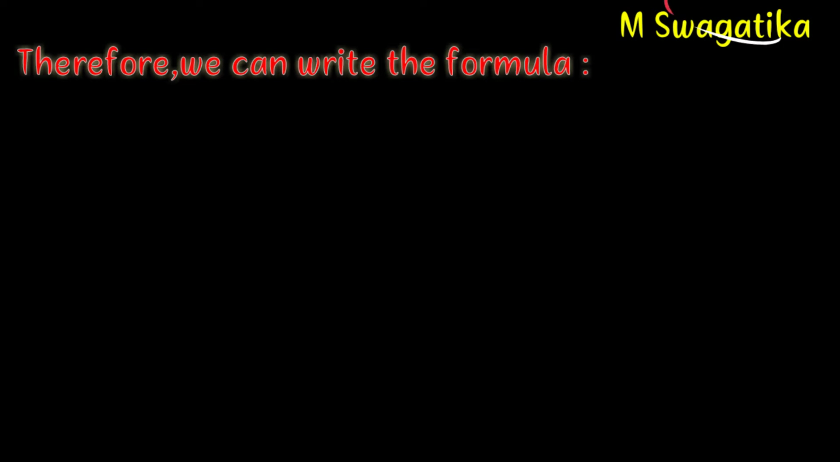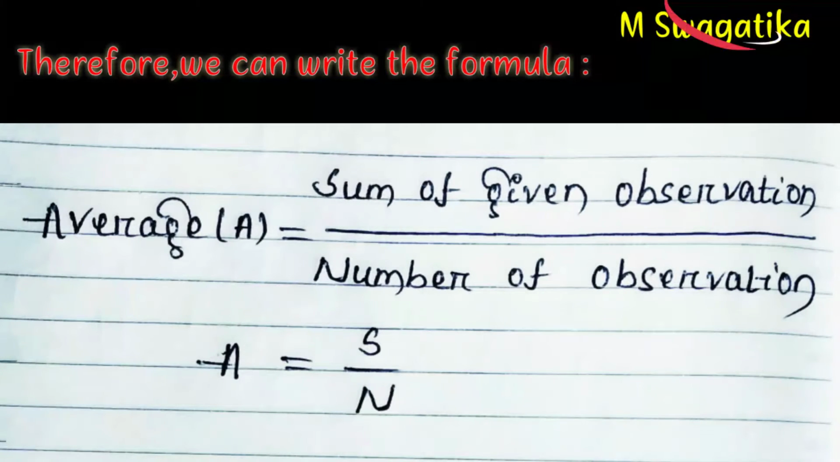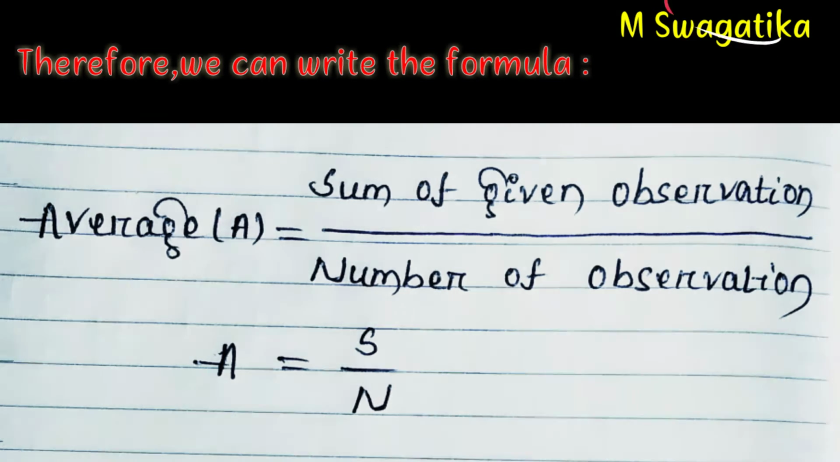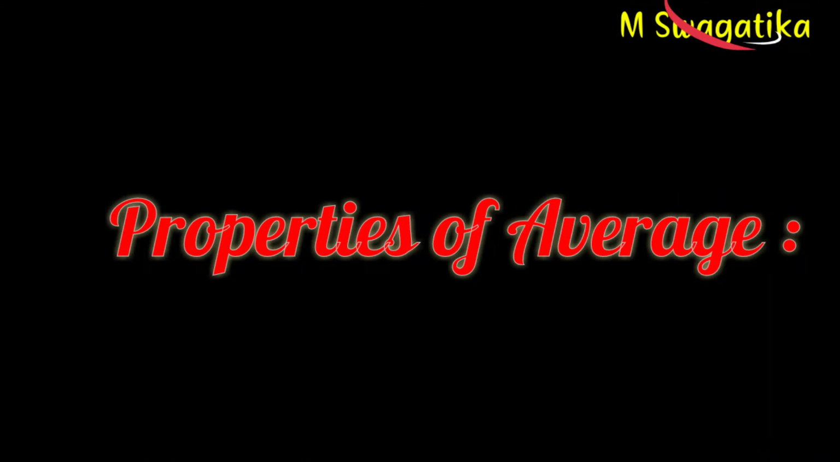Therefore, we can write the formula: average A is equal to the sum of given observations by the number of observations, or A = S / N, where S stands for the sum of given observations and N stands for the number of observations. Then let's see the properties of average.